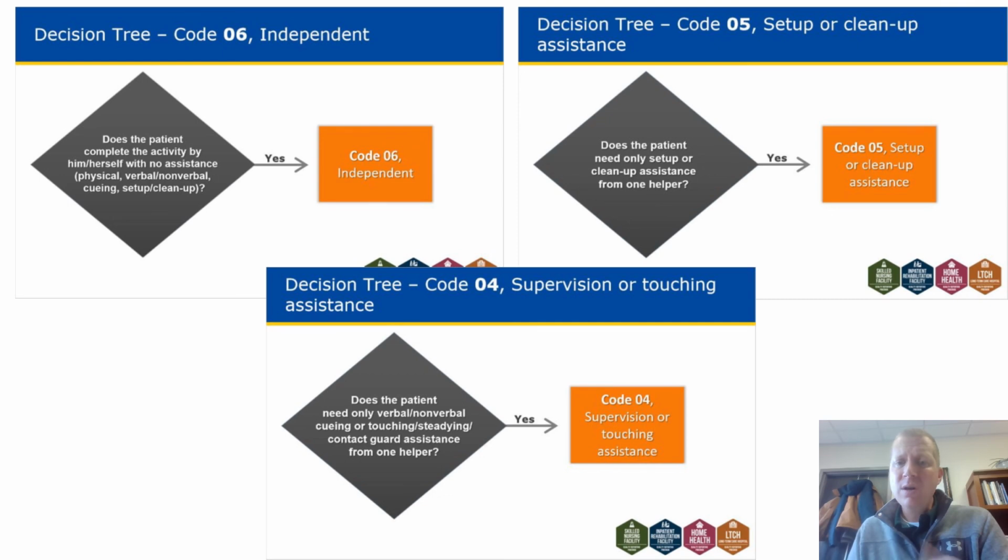If you answer no to that, meaning they need more help, then you would go to code 4, supervision or touching assistance. Does the patient need only verbal, nonverbal cueing or touching, steadying, contact guard assist from one helper? And when I say contact guard assist, I mean I am on guard, ready to jump in and supervise or touch them or something. I am on guard, ready to provide assistance at any given moment. Okay, so if that's where I'm at, yes, that's what they needed, then they would have a score of 4. If not, I would move to code 3.